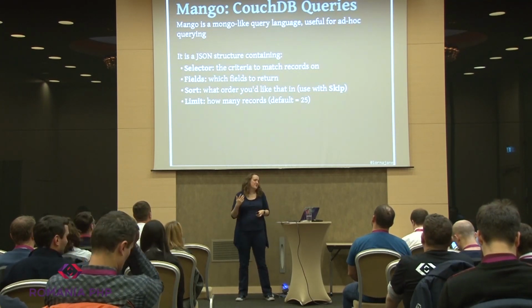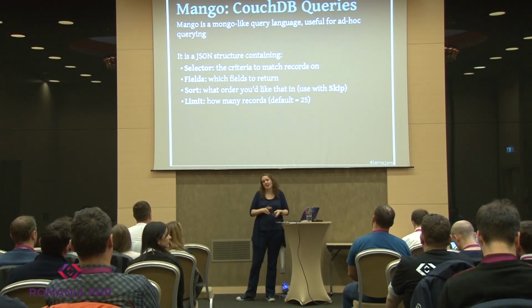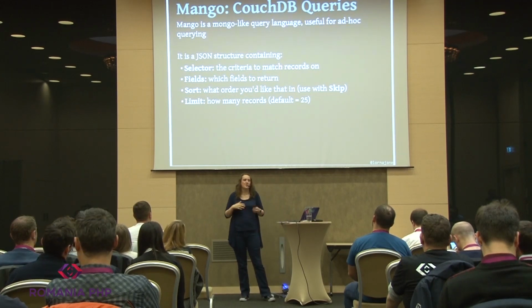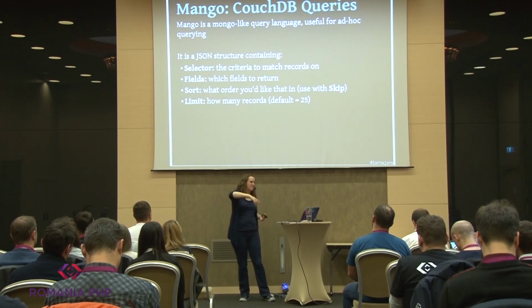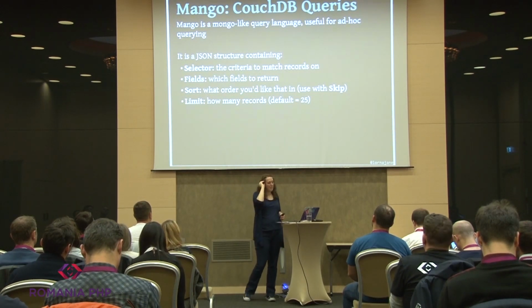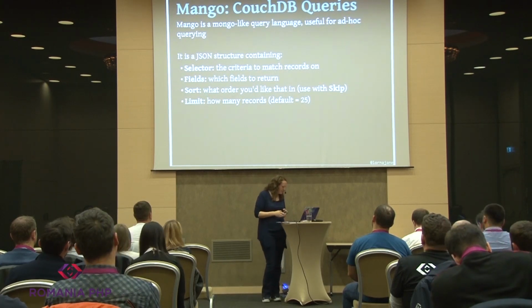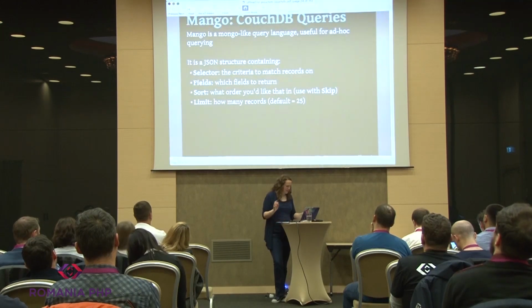the list. So you get the selector, so that's your where clause. You get the fields, which is just the list of fields that you're interested in having returned. You can do some sorting, and you can also say, well, I've had those ones, I need the next batch. And you can also limit how many records you actually have. So I can show you a little bit on that. Here's one I made earlier.